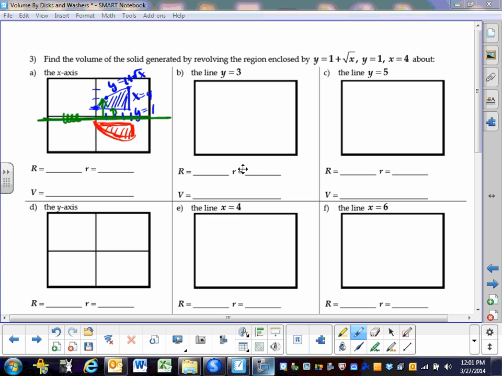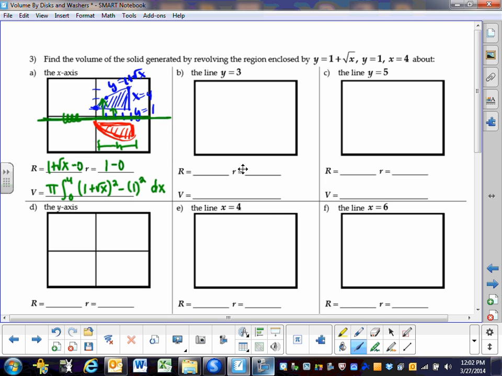The outside radius is the difference between 1 plus root x and 0. The inside radius is the difference between 1 and 0. So we have pi. The height, again, the shape is lying sideways, goes from x is 0 to x is 4. And it's the outside radius squared minus the inside radius squared dx.